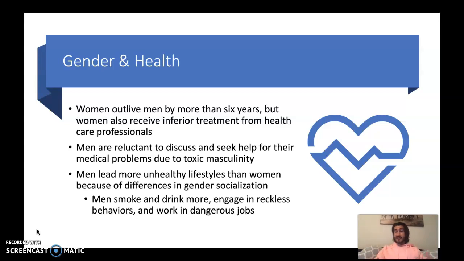Another negative aspect of toxic masculinity in the way we socialize boys is that we encourage men to live unhealthy lifestyles, especially in comparison to women. For example, men smoke and drink more, they engage in more reckless and dangerous behaviors, they work in more dangerous jobs and dangerous environments, and all of those factors obviously contribute to poor health outcomes, which can likely explain why men live on average 6 years less than women in the United States.